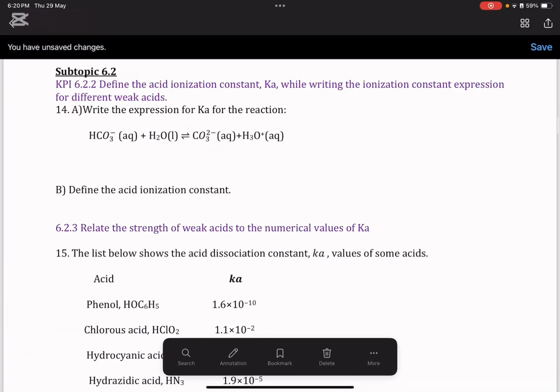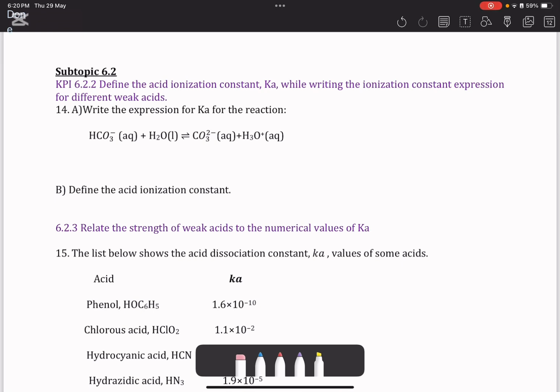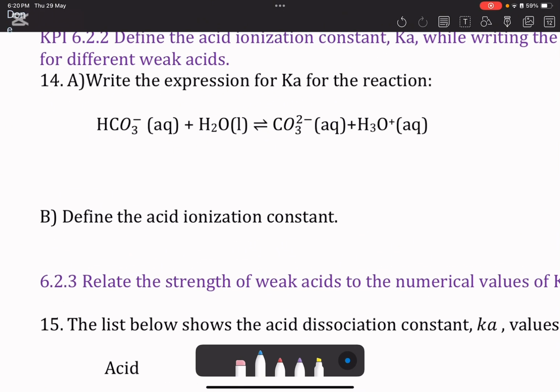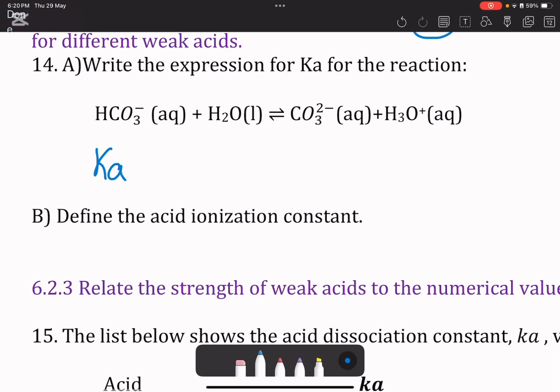Thank you. Point 2. Define the acid ionization constant Ka, and you also have Kb in this topic. So Ka is the ionization constant. How to write the expression of Ka? So the equation is at equilibrium. And when you are going to write the formula of Ka, you always take whatever you have in the products divided by whatever you have in the reactant, the acid itself. You do not add the formula of H2O in the equation.